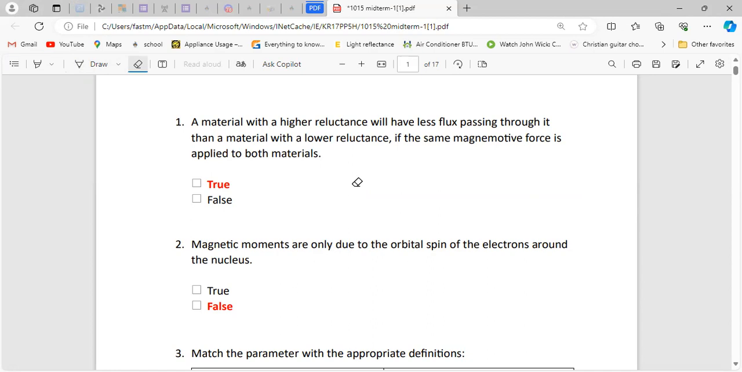So they're trying to say a material with higher resistance. Think about it: a material with higher resistance will have less current flowing through it than a material with less resistance if the same voltage is applied to both materials. And that makes sense, because V is equal to IR. So if I increase the resistance, I'll be decreasing the current, and vice versa, if I decrease the resistance, I'll be increasing the current. So the answer is true, and that makes sense.